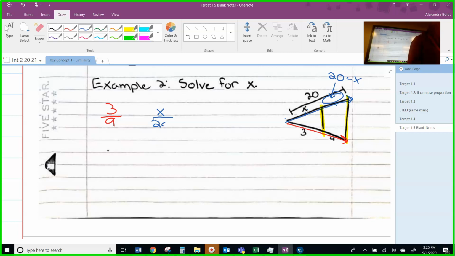We need new styluses everywhere. That one's broken too. This one's good.